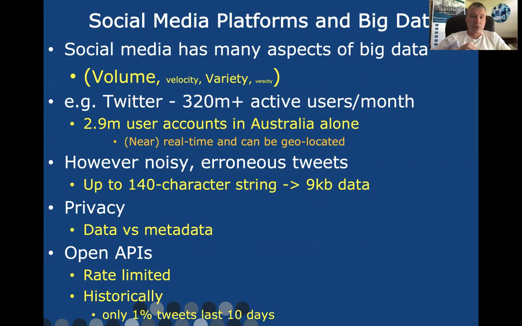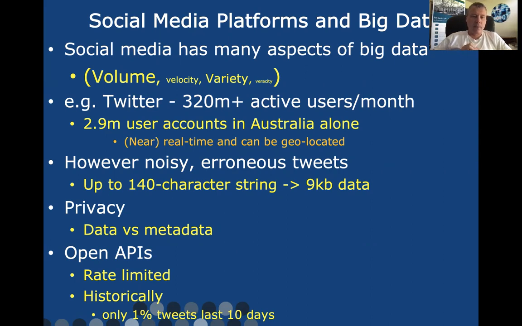There is a lot of use of social media. It's ubiquitous now. I guess you can say there are nearly 3 million user accounts in Australia alone, people who are using Twitter. And the data is pretty much near real time these days. A lot of the time you can geolocate it. So if you're using a mobile device to tweet, for example, or using Instagram or any of these kinds of platforms, then if your location service is turned on on your device, you can find out who tweeted where.